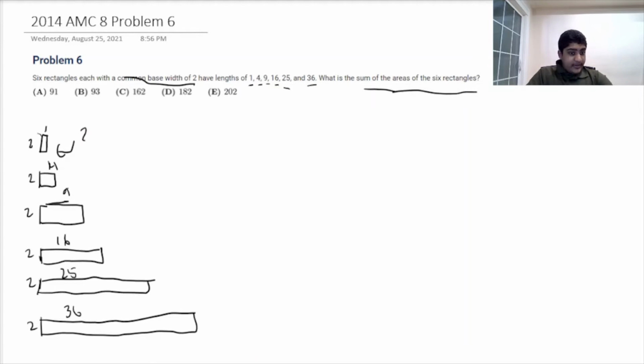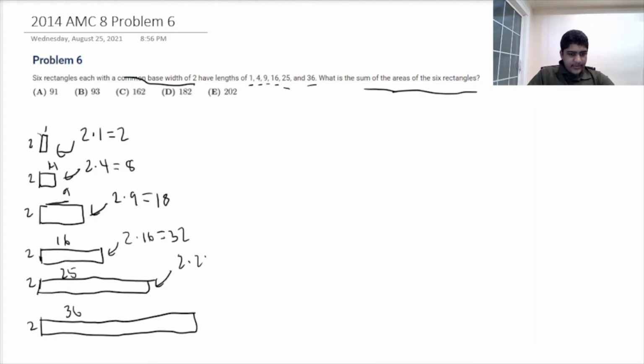This first rectangle has an area of 2 times 1, which is equal to 2. The second one has an area of 2 times 4, which is equal to 8. The third one has an area of 2 times 9, which is equal to 18. The fourth rectangle has an area of 2 times 16, which is equal to 32. This fifth rectangle has an area of 2 times 25, equal to 50. And finally, this final rectangle has sides of 2 times 36, which is an area of 72.